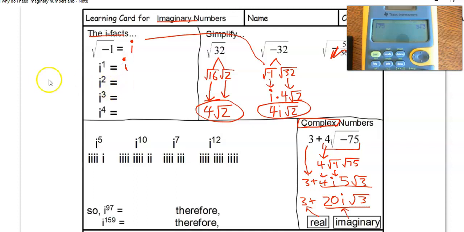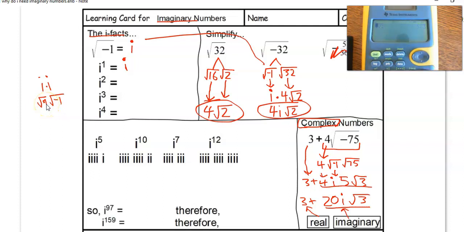Okay, i to the second. I'm going to do a little math here. i times i, that's what i to the second is. Hopefully you understand that. Something squared is just times itself. Well, i is the square root of -1. So it's the square root of -1 times the square root of -1.